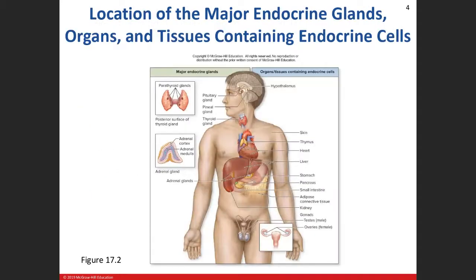So here's that slide again, with where we'll find these organs and endocrine cells. Your major endocrine glands: pituitary, big time, the pineal and the thyroid. Those three are purely endocrine function. On the right side of our screen, we'll see some of these organs and tissues that contain endocrine glands, but they have other functions. And you can see that long list there.